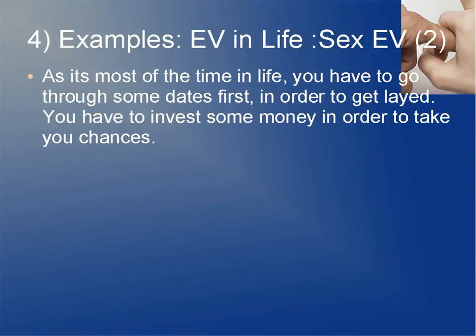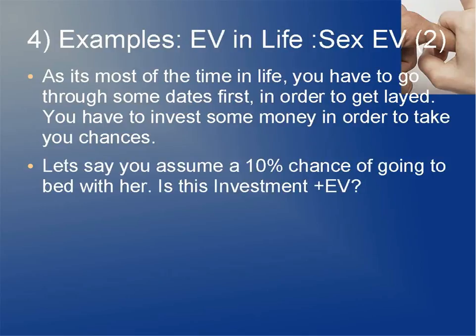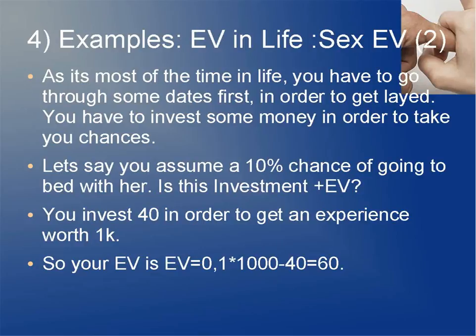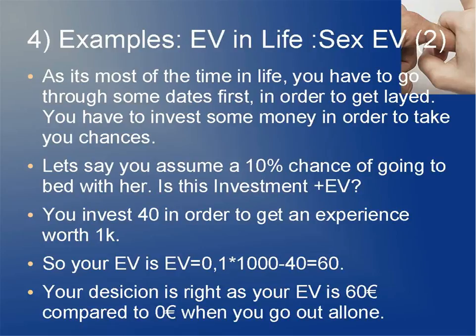As it's most of the time in life, you have to go through some dates first in order to get laid. You have to invest some money in order to take your chances. Let's say you assume a 10% chance of going to bed with her or him is this investment plus EV. You invest 40 in order to get an experience worth 1k. So your EV is 0.1 multiplied by 1k minus 40. And solving this problem gets us to an EV number of 60. So your decision is right, as your EV is 60 euros compared to 0 when you go out alone.